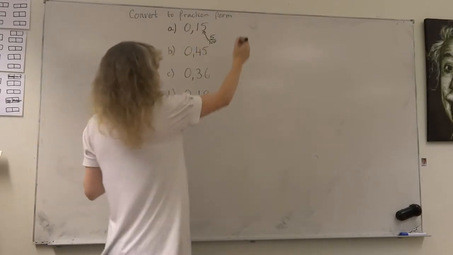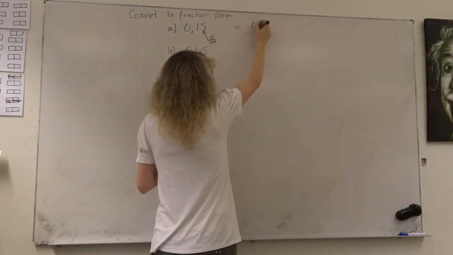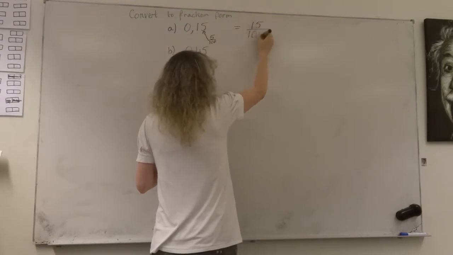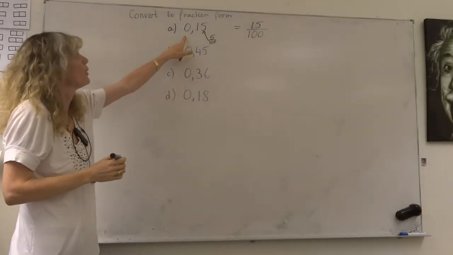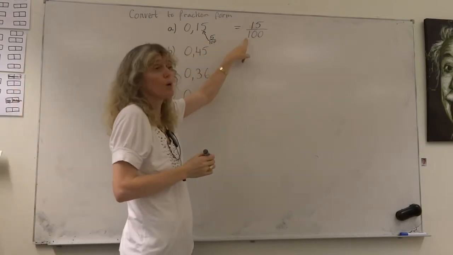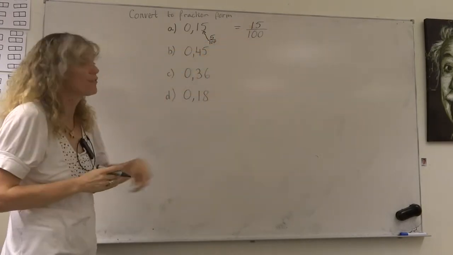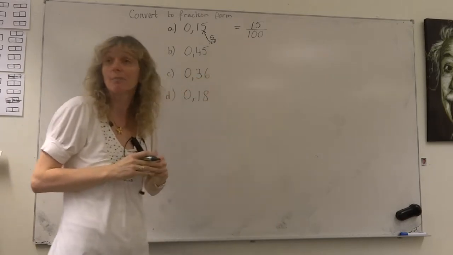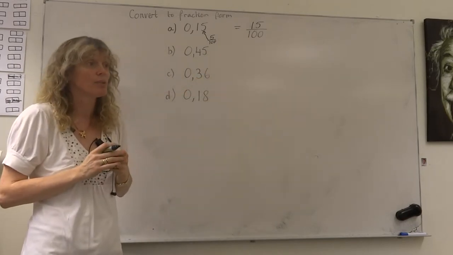So now I just turn this into the fraction of 15/100ths, because that's what the number 0.15 means. It means 15/100ths. Now I have it as a fraction, but I'm not allowed to keep it like that because it's not in its most simple form.